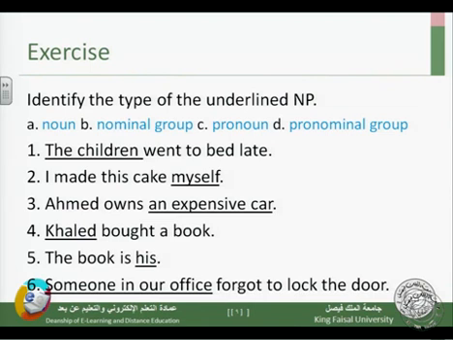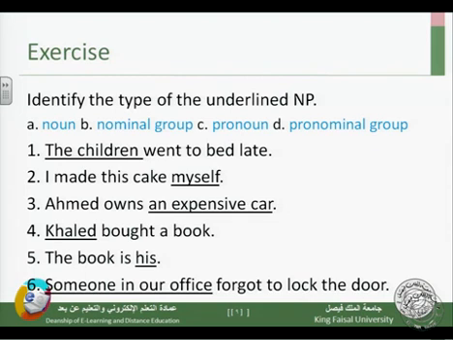So let's take a look at the first sentence. The children went to bed late. The underlined NP is the children. We notice two words functioning as one unit, one group, and it is taking the function of the subject. So the head children is a noun. So a noun and a modifier, this is a nominal group. So the choice here is B. Number one, the choice is B.